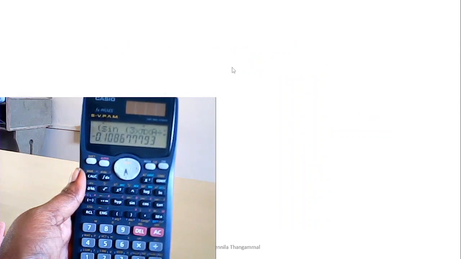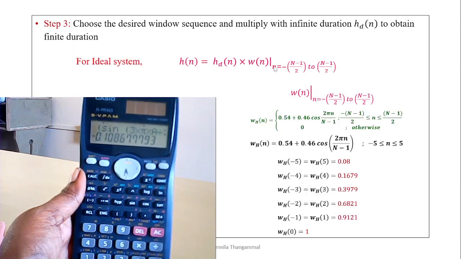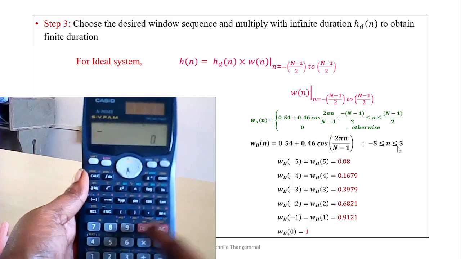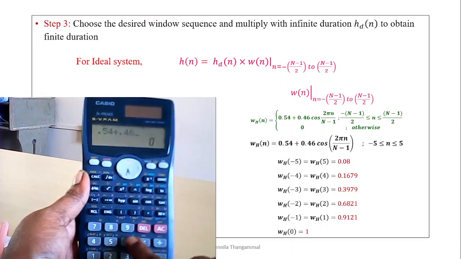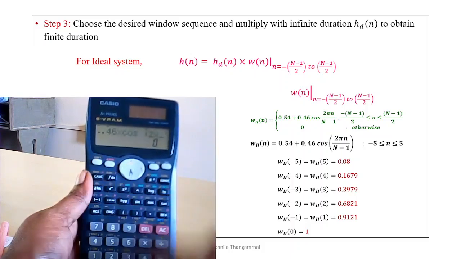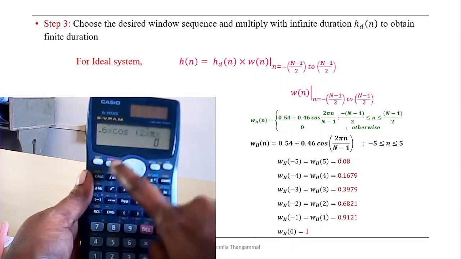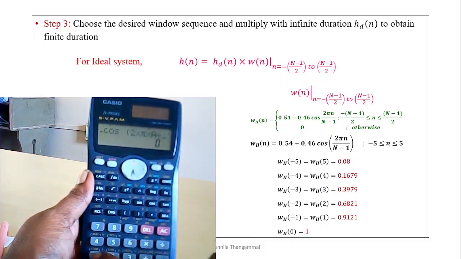Now we have to find the w of n. The window sequence that we have chosen is the Hamming window. So the formula is 0.54 plus 0.46 cos(2πn divided by N minus 1), and n ranges from minus 5 to plus 5. So 0.54 plus 0.46 into cos open bracket, 2 into π into n, divided by N minus 1. 11 minus 1 is going to be 10.